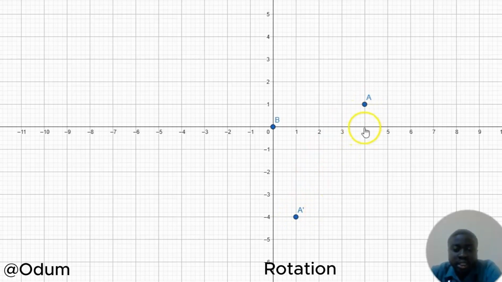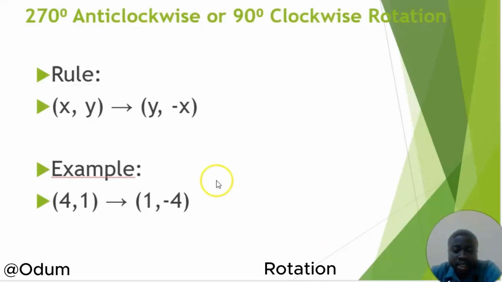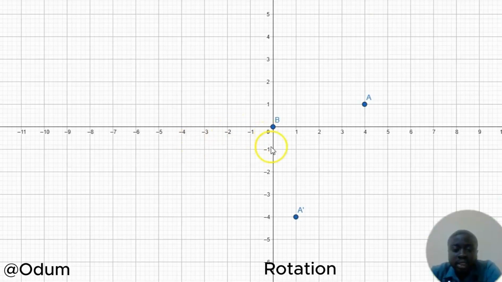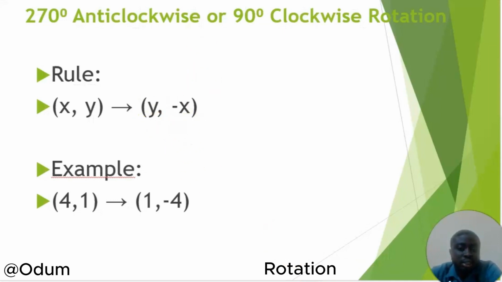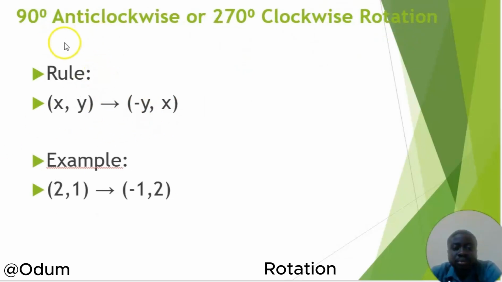So you see, initially we have our point to be 4, 1. Now after rotating 270 anti-clockwise or 90 clockwise, we are going to have 1, negative 4. That's done. So that is how we rotate. Rotating 270 anti-clockwise or 90 clockwise, that is what we have. Now let's move to the next one.